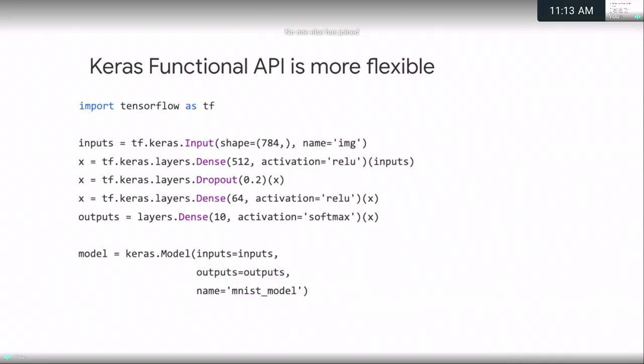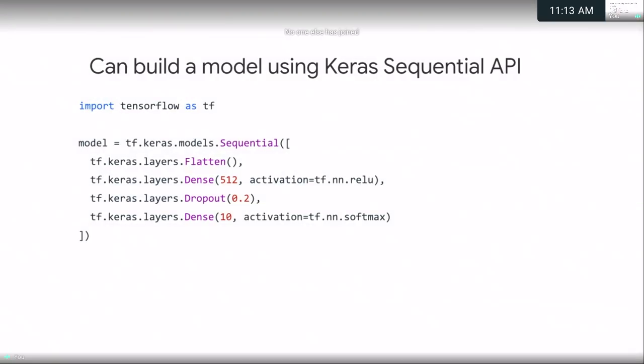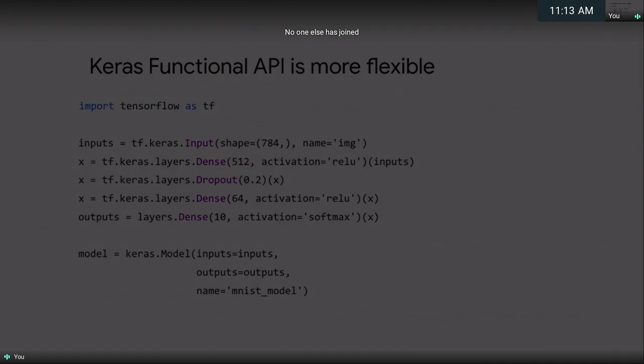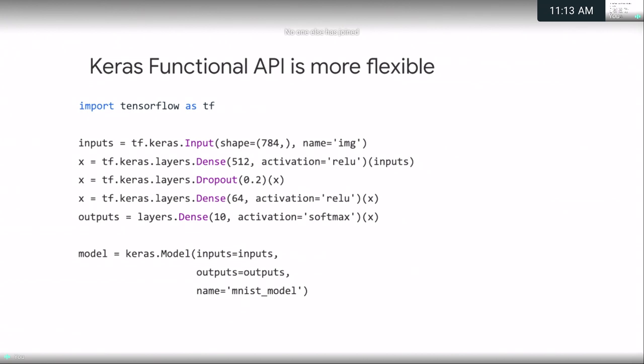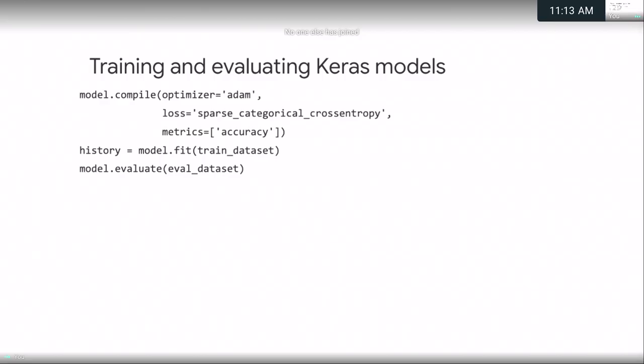But once I've done that, I take my inputs, I take my final output, and create a Keras model. So whether I create a model using the sequential layers or using the functional API, I'll end up with a Keras model. And once I have my Keras model, I can compile it, specifying the optimizer, the loss function, the metric, and then call fit, which will train it, and call evaluate, which will evaluate it.